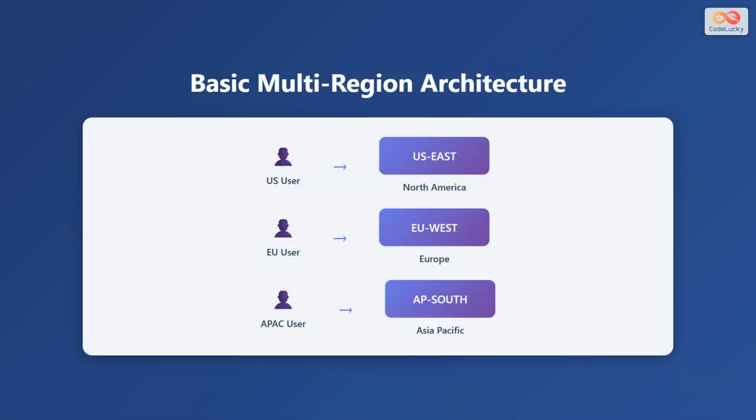There are three main reasons to deploy across multiple regions. First, lower latency. Users connect to the nearest server, making your application feel faster. Second, high availability. If one region goes down, users can still access your application from other regions. Third, compliance. Some data regulations require you to store data in specific geographic locations.